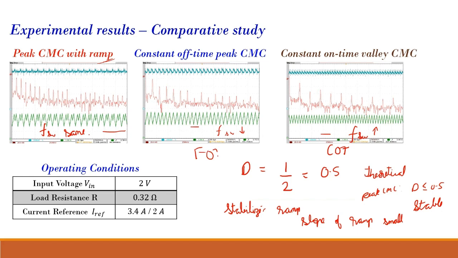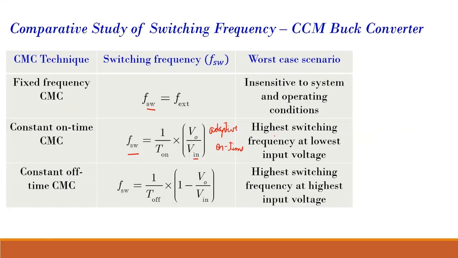But for fixed off time, as your input voltage was reducing, your switching frequency was reducing. That is actually shown over here. From these expressions, you can see.